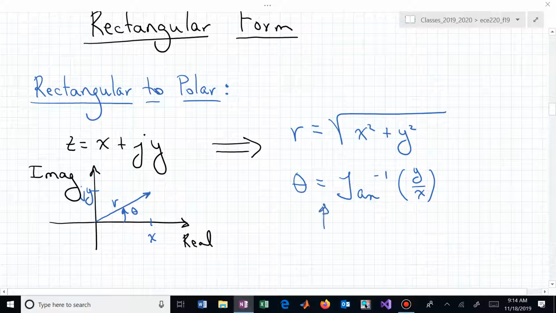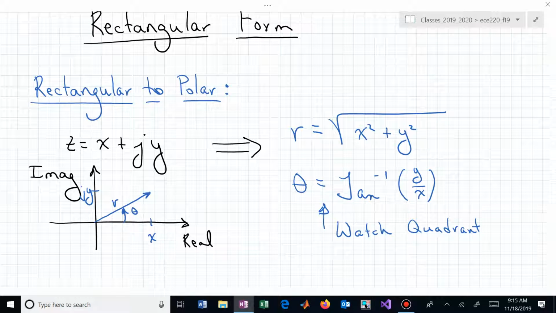I don't know if I told you or not to watch the quadrant. Can I make that any more known? Pay attention to which direction you're going when you're finding the angle theta. Are you going y or x if it's actually negative?